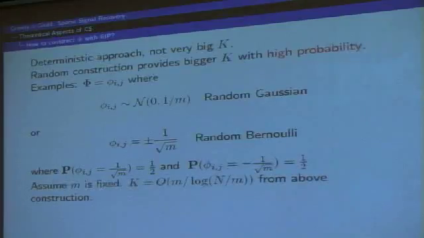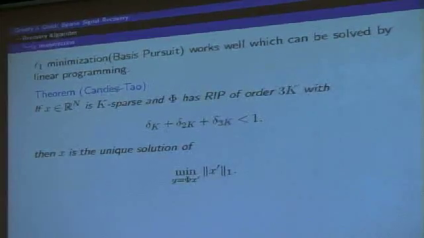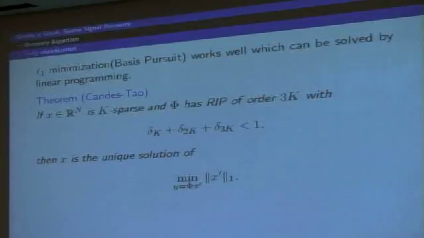Okay. Assume this m here is fixed. From the above construction, this order k here can equal capital O of m divided by log of m over n over m. Okay, and after we have the y, how can we solve for our x? We can use the L1 minimization. Sometimes we call it basis pursuit. This way works very well. We have the following theorem, and we can solve this problem by linear programming.